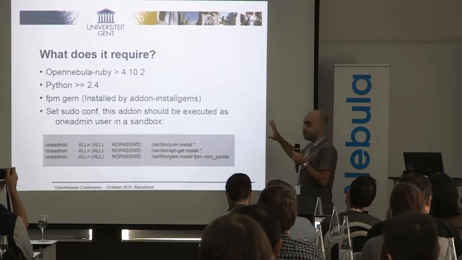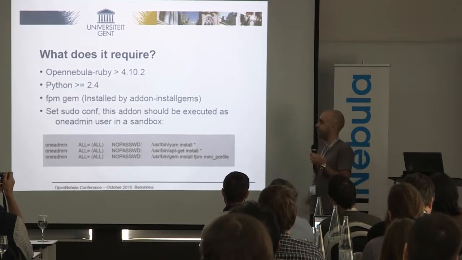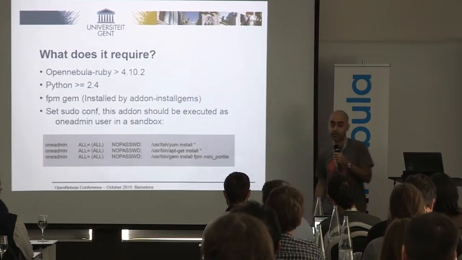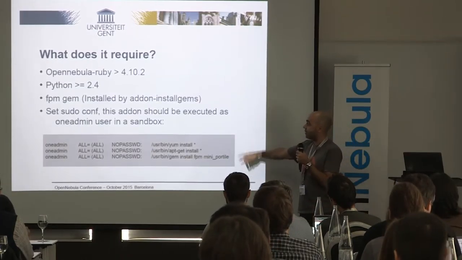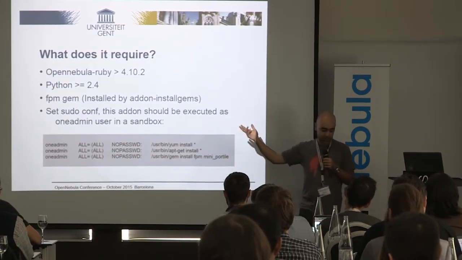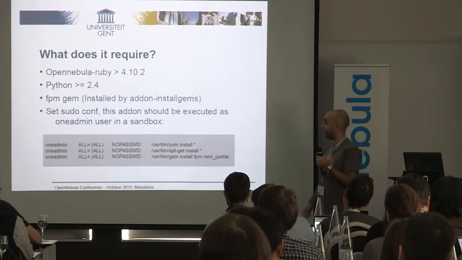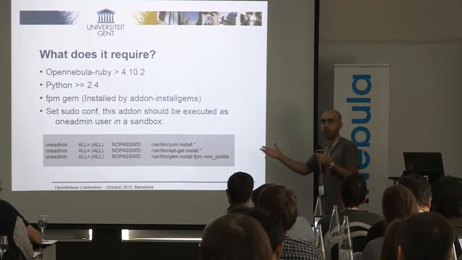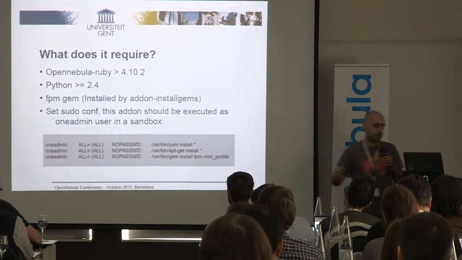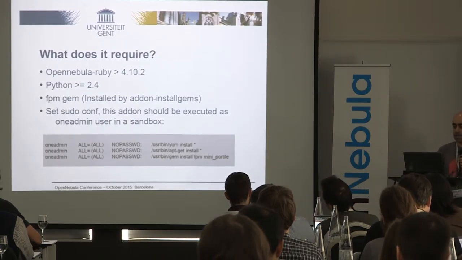And never ever run this script as root, and never ever use the production machine. You can use a VM, it's quite useful for that. You only have to add a sudo configuration in your machine because it's executed as oneadmin, for example, and it requires installing some stuff like GCC and some compilers, and also the VM gem as root, and that's all. It generates the RPMs or the Debian packages, and then you only have to install them.